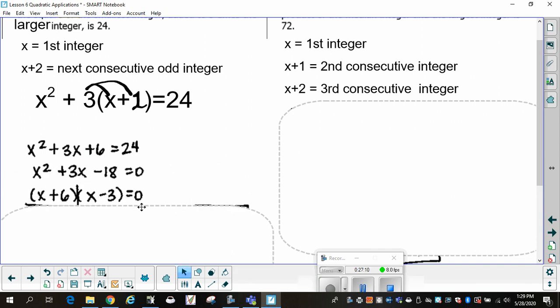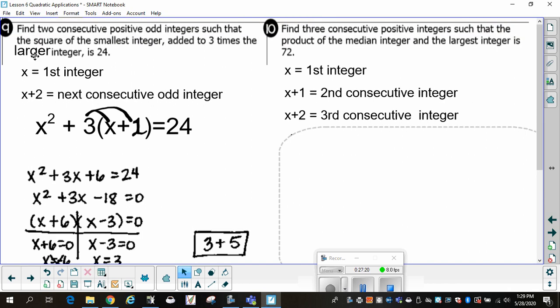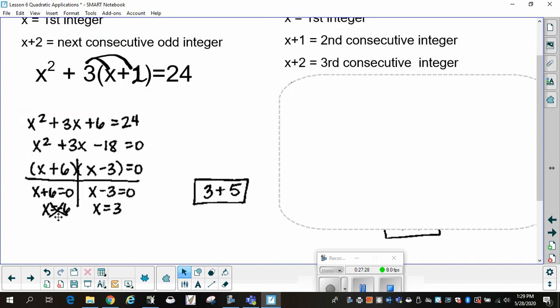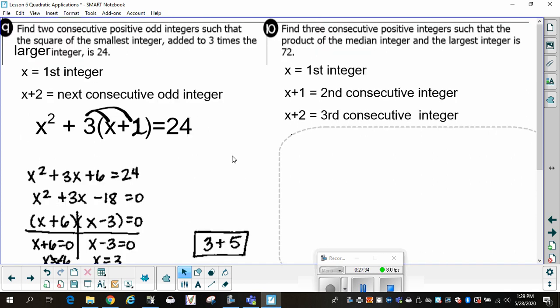Subtract the 24, factor. Now here's the thing. X equals negative 6, x equals 3. Why is the negative 6 crossed out? Because I want to find 2 consecutive positive odd integers. Well, negative 6 is neither positive nor is it odd. So only 3 works. And if x is 3, then x plus 2 must be 5.